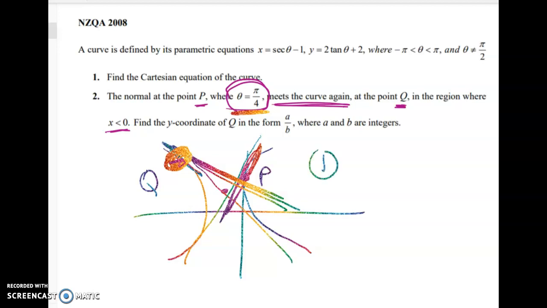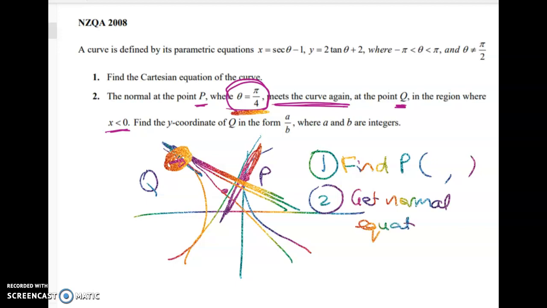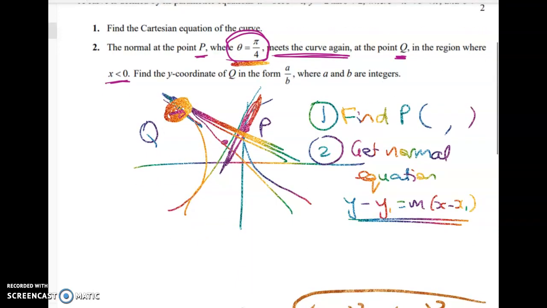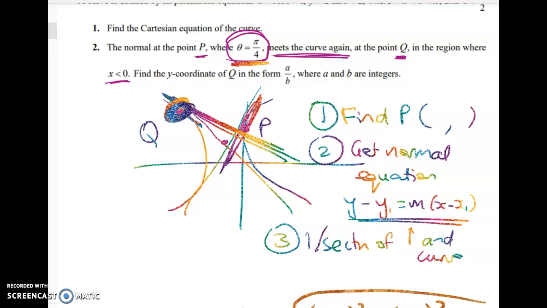Okay, so step 1 is going to be to find point P and to get the coordinates. Step 2 is going to be to get the normal equation, right? And we'll probably use y minus y1 equals m times x minus x1 to do that. Okay, and then we need to find the intersection of two things, the intersection of the normal line and the curve. So what we're looking for in the end is that big blobby mess of point Q, and we have to just find the y-coordinate of it. So I'm just going to set off on those 3 steps now, but if you keep that diagram in mind, I think it's going to help.